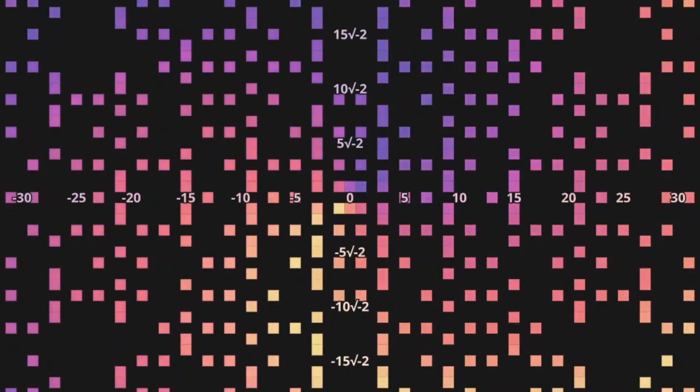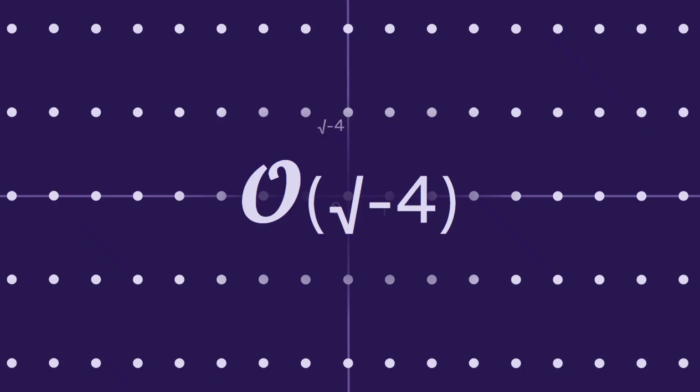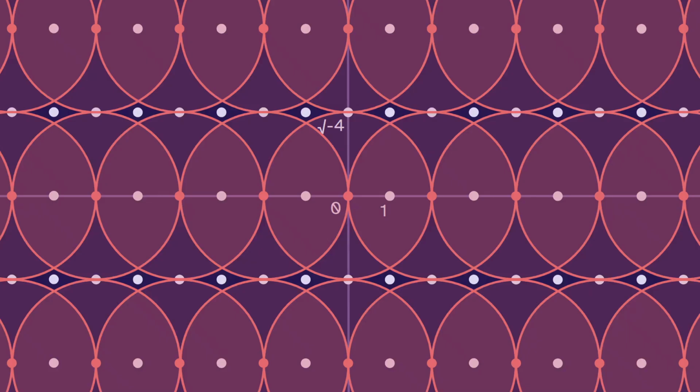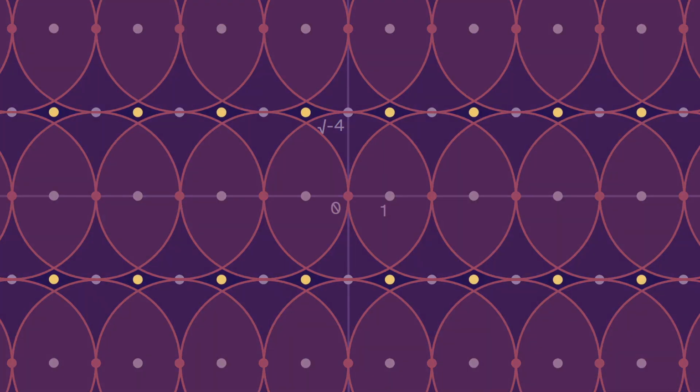Now let's look at O root negative 4. The rows are even further spread out. And if we highlight all of the multiples of 2 and give them each circles, we see the integers are no longer covered. All of these points in yellow are outside of the circles. They are not within 2 of a multiple of 2. So there are some cases where the Euclidean algorithm fails. And this is why we don't get unique factorization in O root negative 4.